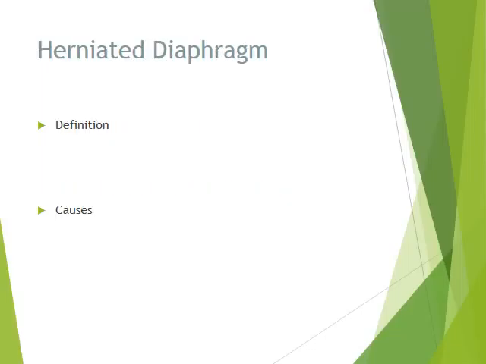Herniated diaphragm, that is a weakness in the diaphragm where the abdominal contents move into the chest wall. Causes can be congenital. Occasionally you'll see a baby born this way, or it could be a blunt force trauma or a penetrating trauma.